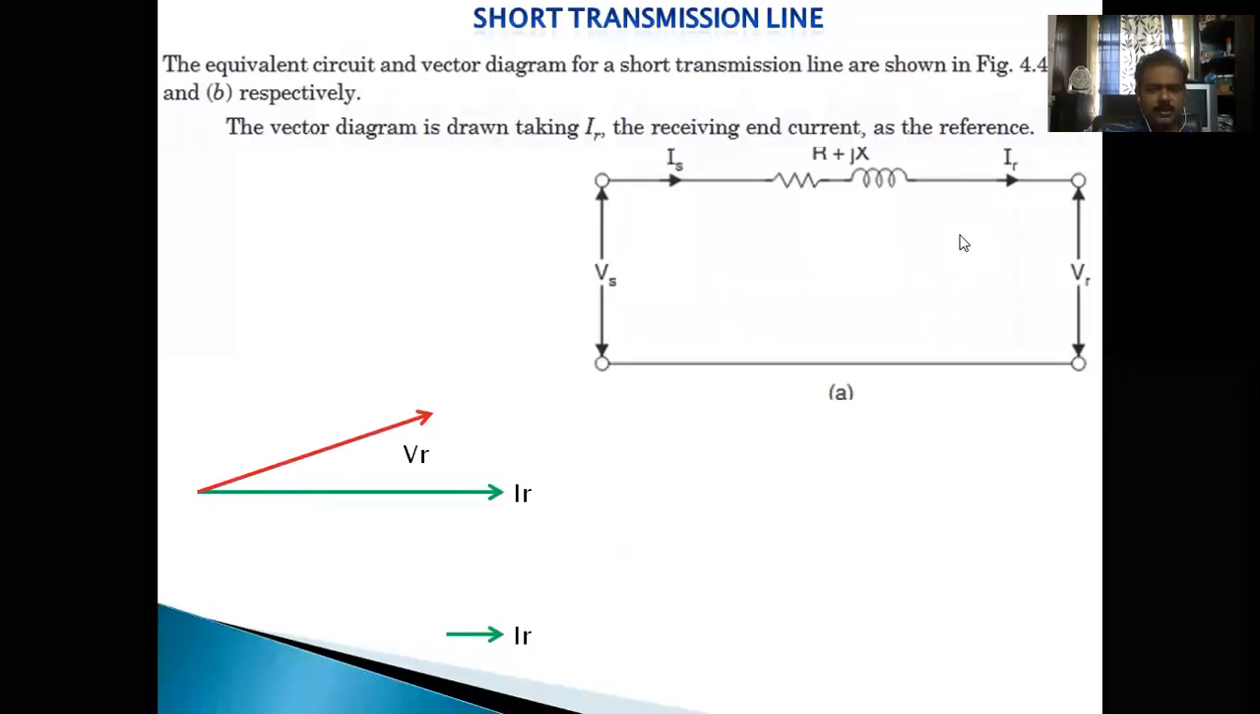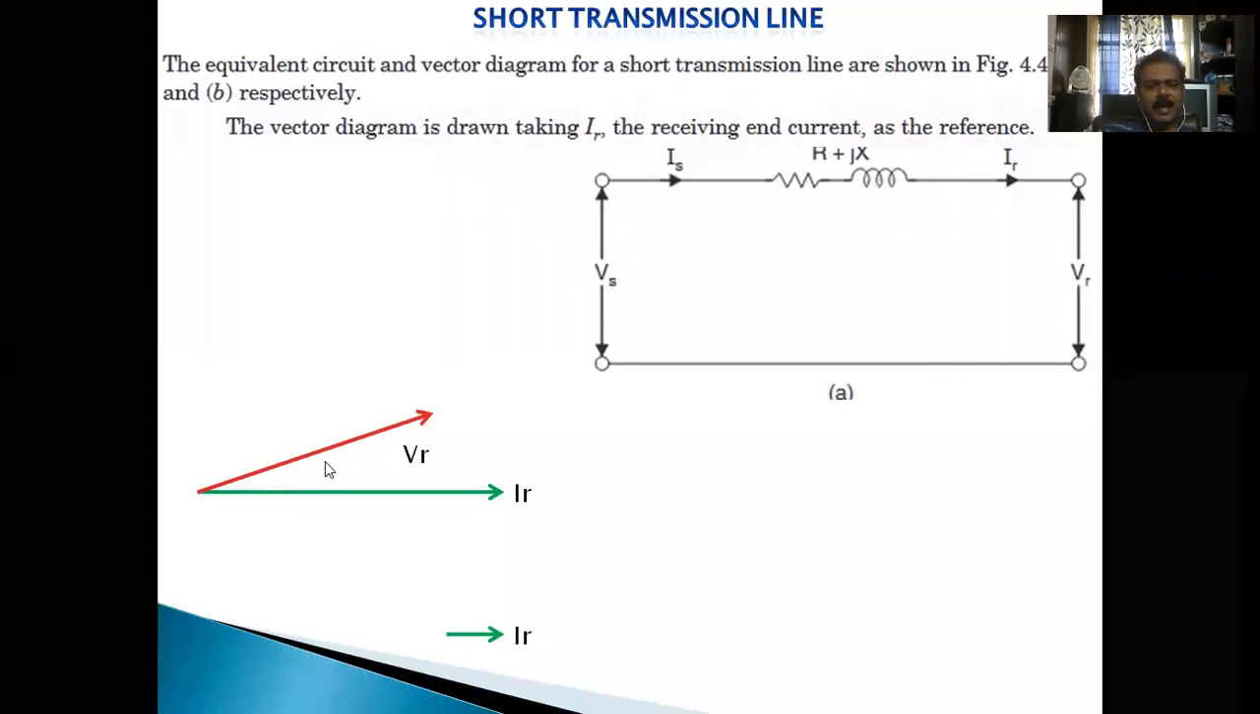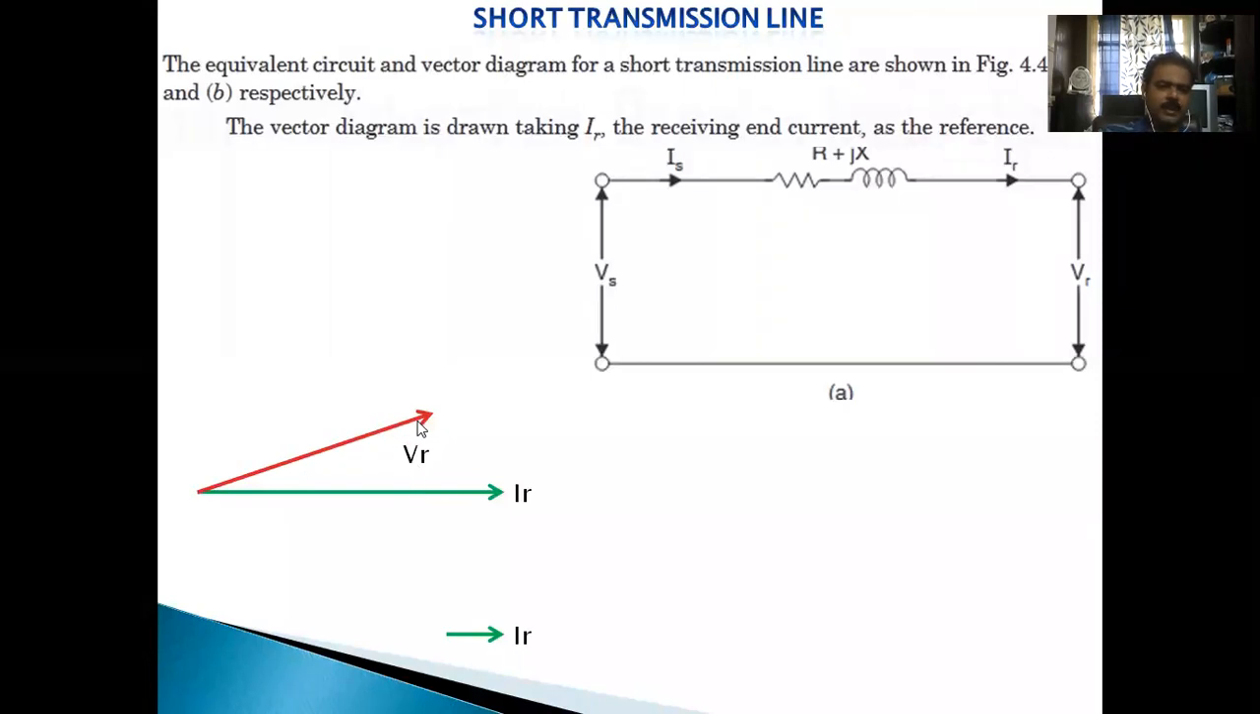Again, most of the loads are inductive loads. In case of inductance, the current lags behind the voltage by an angle theta. So here, the current is always behind the voltage. If we take voltage as the reference, the current is always lagging behind the voltage. So these two are the receiving end voltage and the receiving end current.